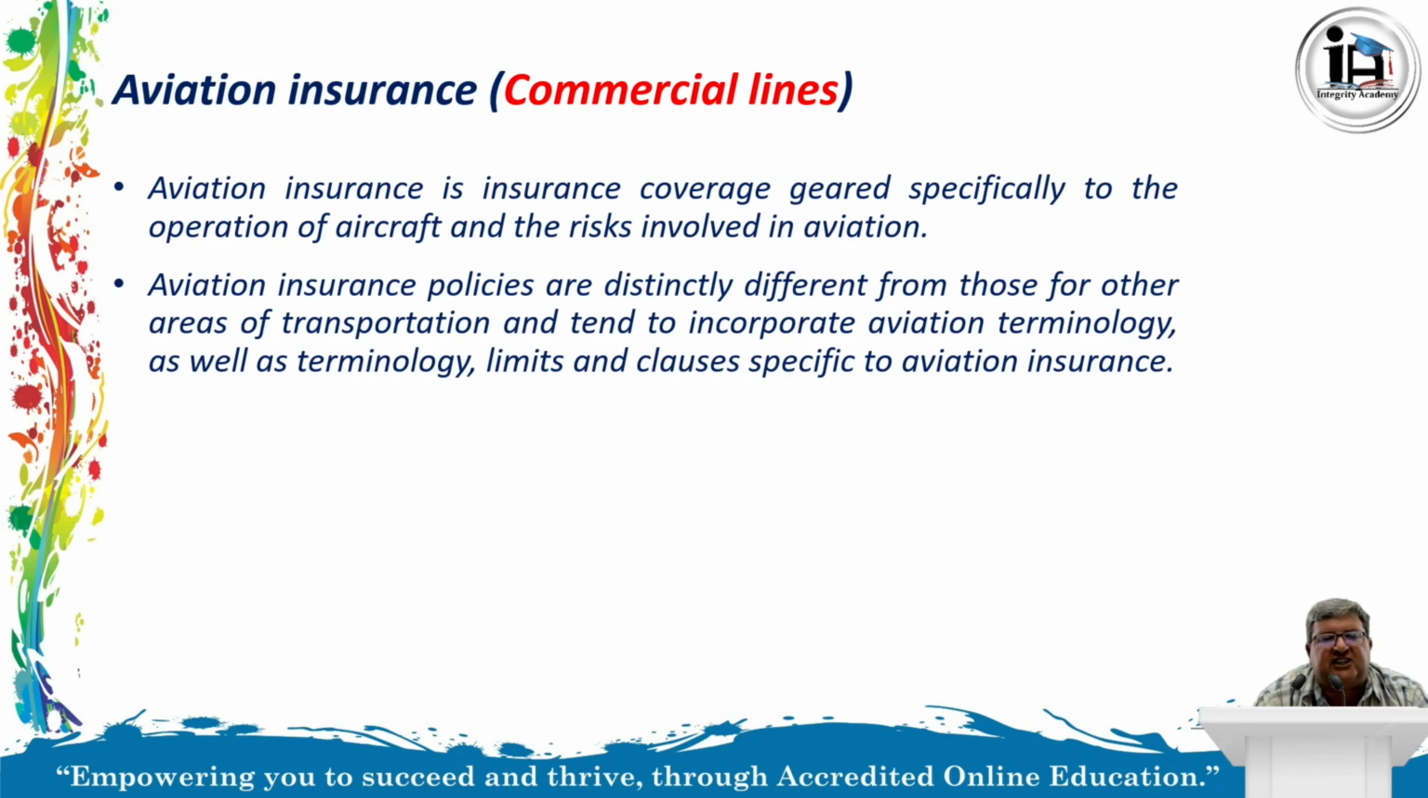So when you look at aviation insurance, aviation insurance is also commercial lines. You don't need to learn this for the exam, but it's good to know it. Aviation insurance is an insurance coverage geared specifically to the operation of aircraft, aeroplanes, helicopters, microlights, etc., and the risks involved in aviation. Aviation insurance policies are distinctly, sorry for my tongue twister there, distinctly different from those for other areas of transportation and tend to incorporate aviation terminology as well as terminology, limits, and clauses specific to aviation insurance.